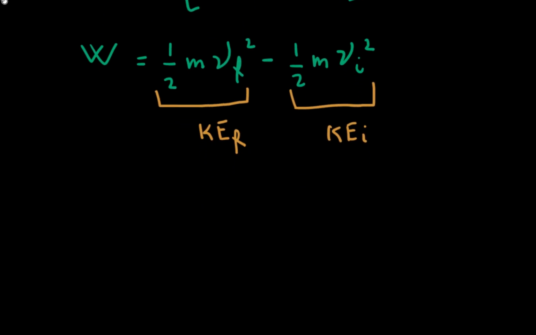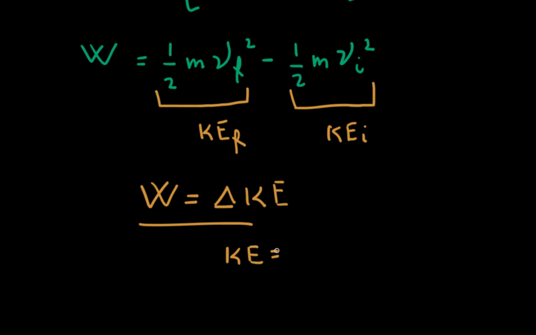So if we define the work this way and we define kinetic energy to be this, then we can say that in physics, work is a change in kinetic energy. And kinetic energy of an object is 1/2 its mass times its velocity squared. And this is the first type of energy you are going to see in this class. It's the energy of motion.